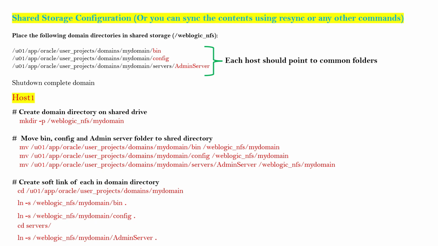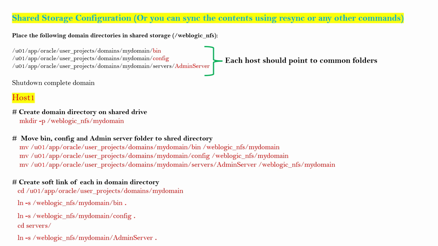And after that, I am on host 1 right now, right? Because I have created this mydomain folder on the shared location, once it is created on host 1, it should be accessible from host 2 as well, right? So after that, I have moved my bin, config folders, and after that my admin server folder inside this particular location, because as I said, all of these need to be on the shared drive so that they are accessible from both hosts, right?